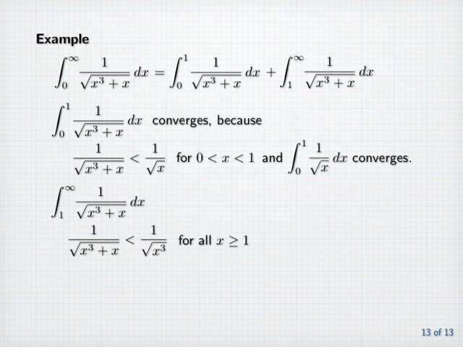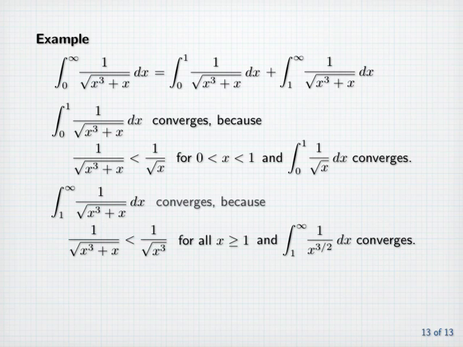Now 1 over the square root of x cubed is 1 over x to the p, where p equals 3/2, which is greater than 1, so we know that the integral from 1 to infinity of 1 over x to the 3/2 dx converges, and so therefore the integral from 1 to infinity of 1 over the square root of x cubed plus x converges. So now, since both of these integrals converge, we know that the integral from 0 to infinity converges.